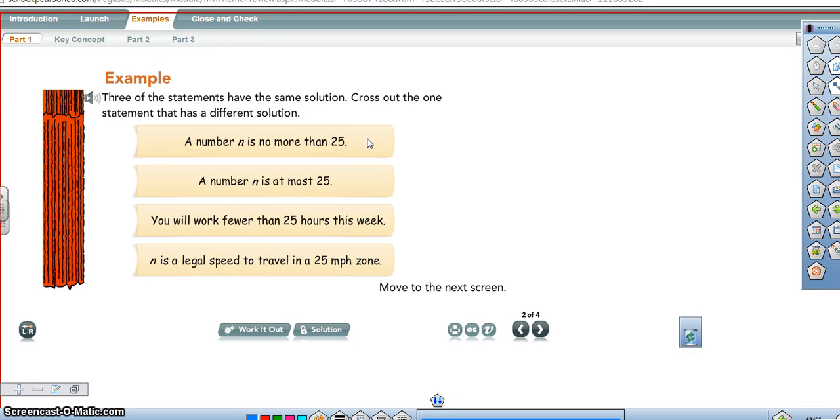So the mathematical inequality that we would write for this will be n is less than or equal to 25. Okay, 25 is the biggest amount that we can have. This unknown number has to be less than 25, and it could also be equal to 25. Okay, so go ahead and pause the video and see if you can figure out what the rest mean.